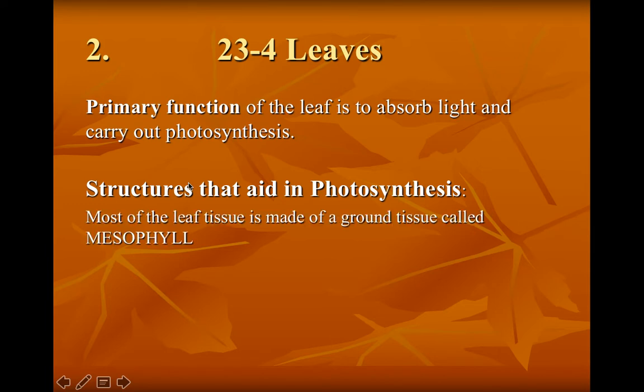So one is that most of the leaf tissue is made up of mesophyll, and mesophyll is a type of ground tissue that is designed to optimally carry out photosynthesis. So it has lots and lots of chloroplasts, and even in terms of its location, which we'll see in a second, it's all designed to allow for the most photosynthesis to happen.